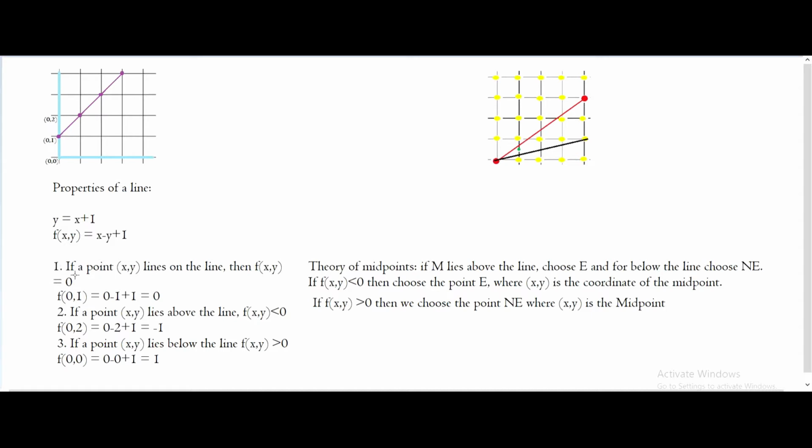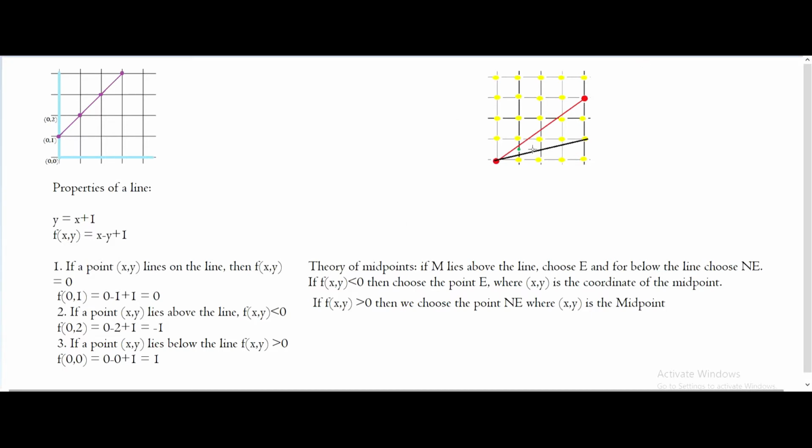In the same way, if I consider a point that lies above the line, for example (0, 2), and we substitute these coordinates in the equation again, we will get a negative number. So if a point lies above the line, we will get f(x, y) is less than 0. And finally, if we choose a point that lies below the line, for example (0, 0), we will get a positive value for f(x, y). So f(0, 0) is equal to 1, which is basically a positive value. Okay then, so these were our 3 properties of a line.